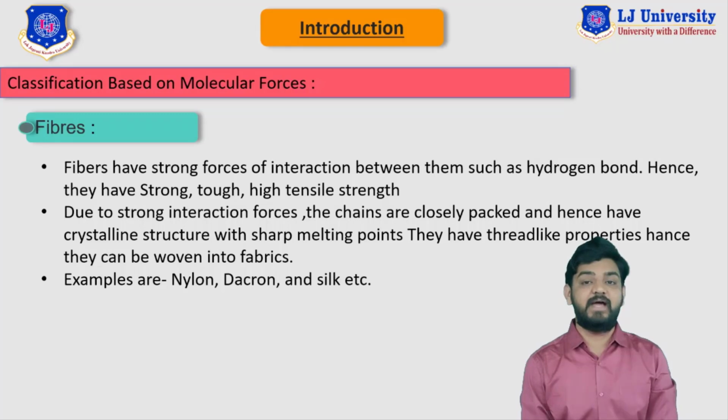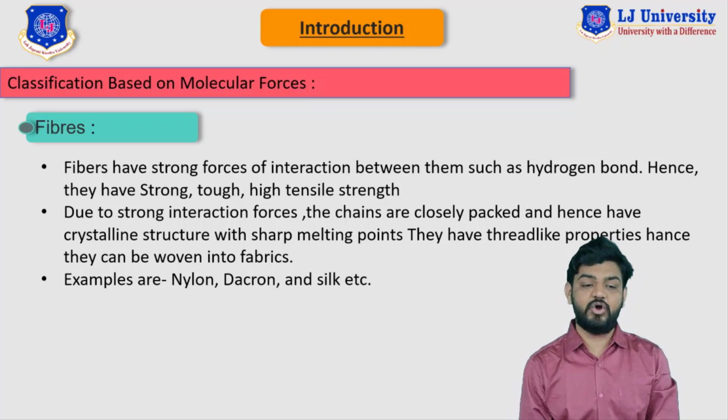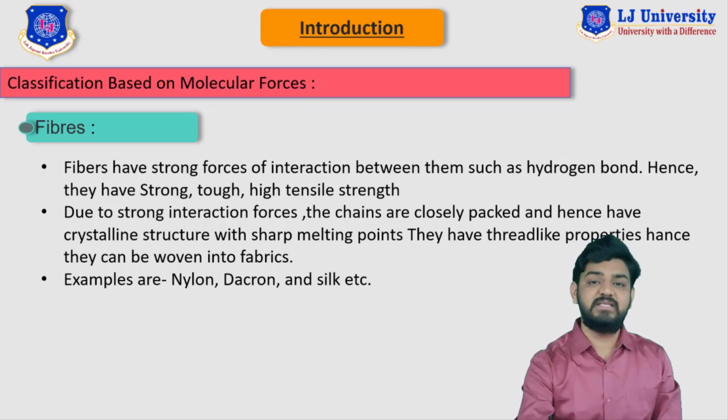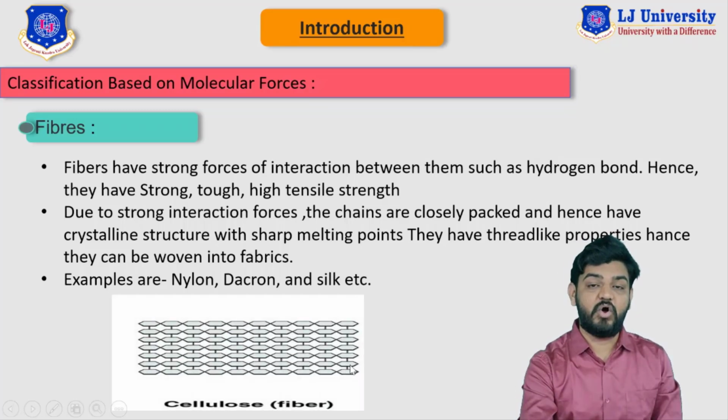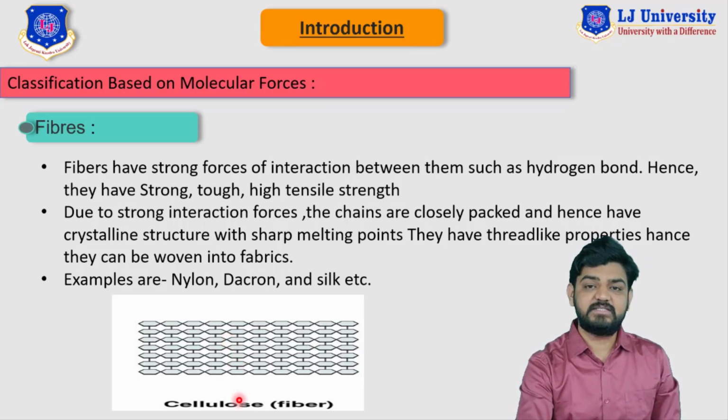This fiber has a very high melting point since they are connected with each other in a close manner. Their examples are nylon and silk. You can see in this image the structure of the fiber. As you can see here with the pointer, this structure is being connected with very close packing and the bond between them is the hydrogen bond. So it is not that easy to break this bond. Hence the fiber has very rigid properties. This is the example of the cellulose fiber.